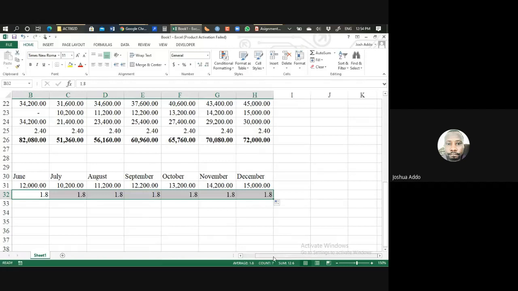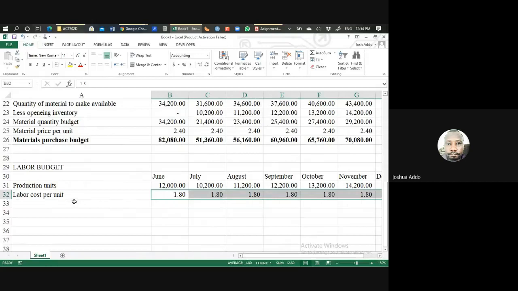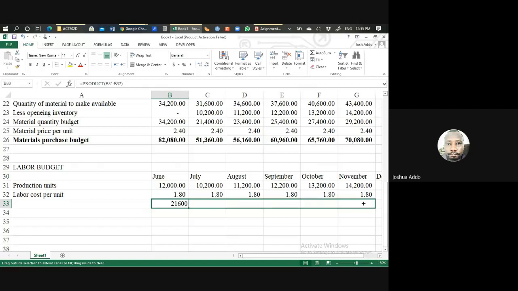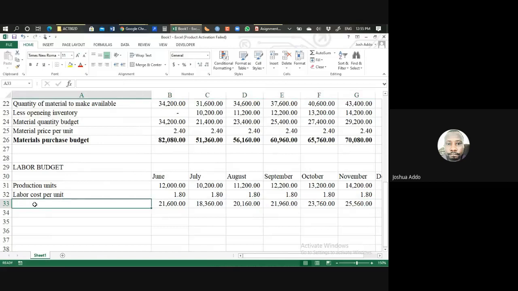Okay, so if one unit of the product costs 1 cedi 80 pesewas, then 12,000 units will cost the product of 12,000, sorry. And I can extend this for the rest of the months. Okay, so this becomes our labor cost budget.